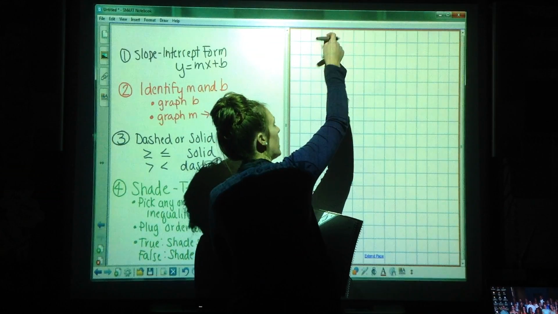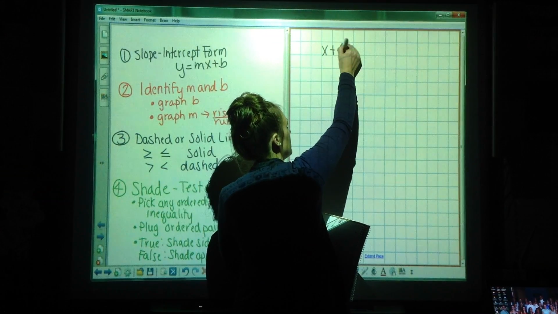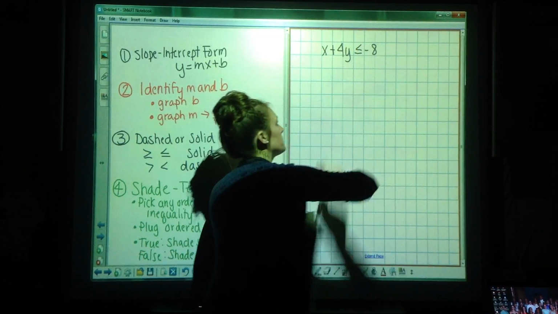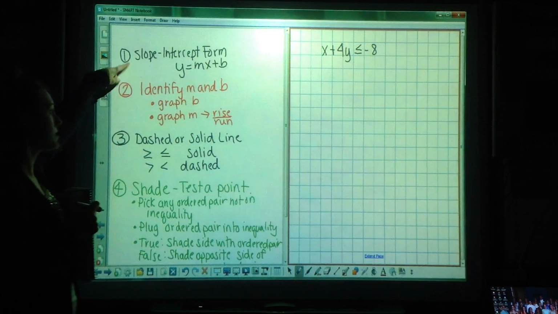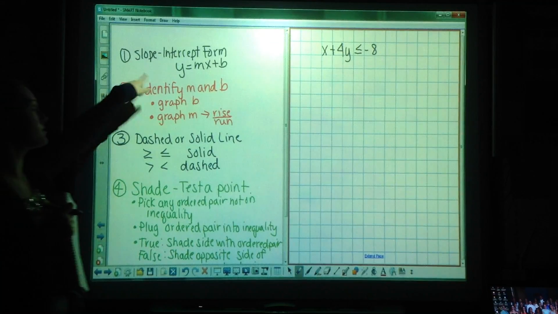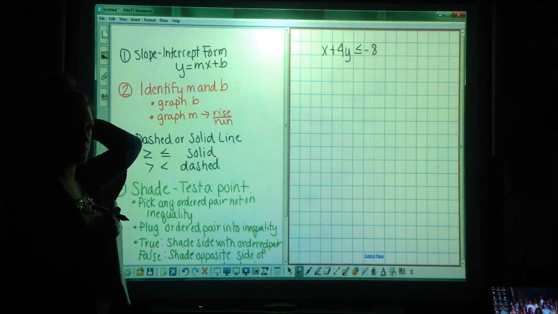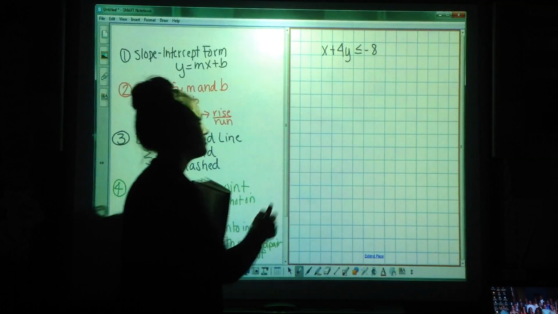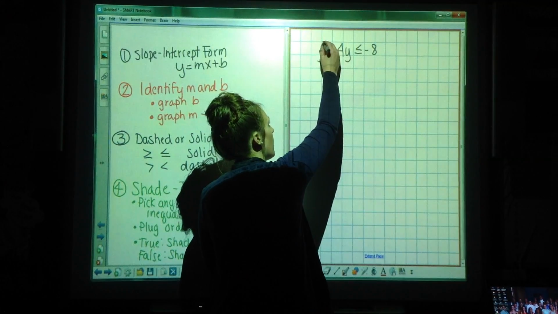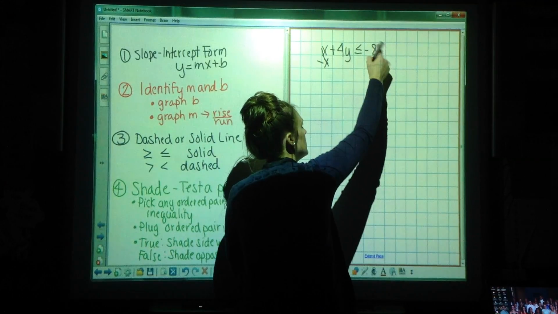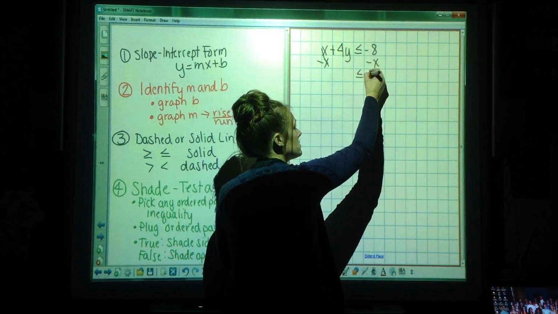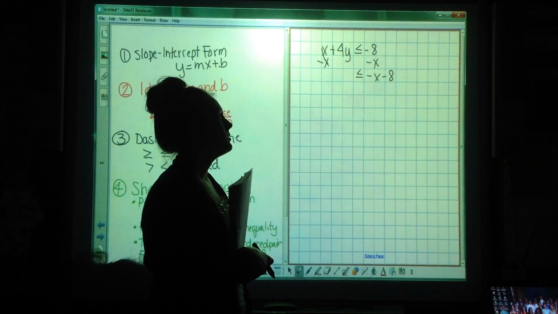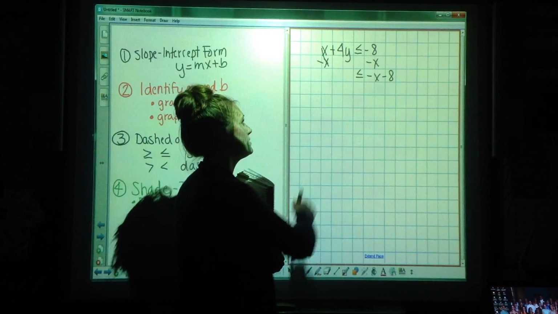x plus 4y is less than or equal to negative 8. Our first step when graphing inequalities is to make sure that our inequality is in slope-intercept form. This one is not, so we need to get y by itself. You're going to bring the non-y value over first. These are not like terms, so I cannot combine them. I'm going to put the x term first. Make sure you keep their signs out in front.